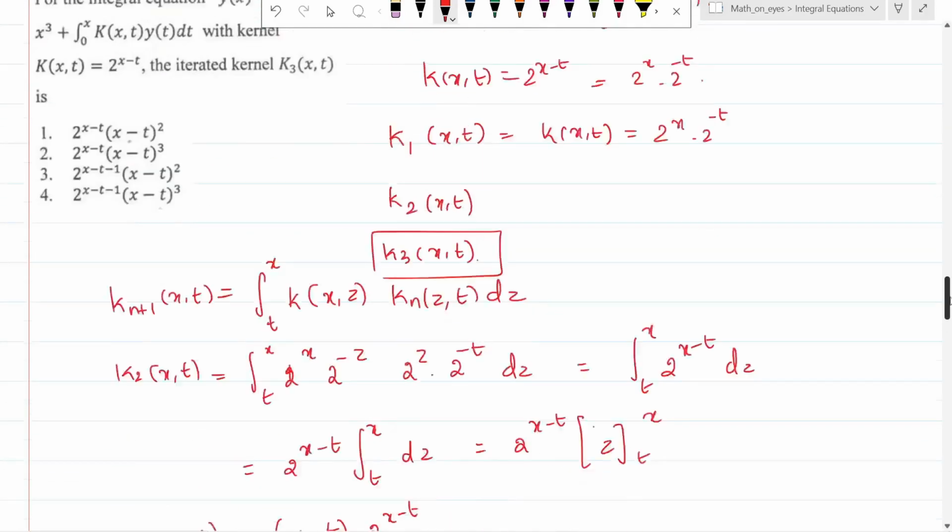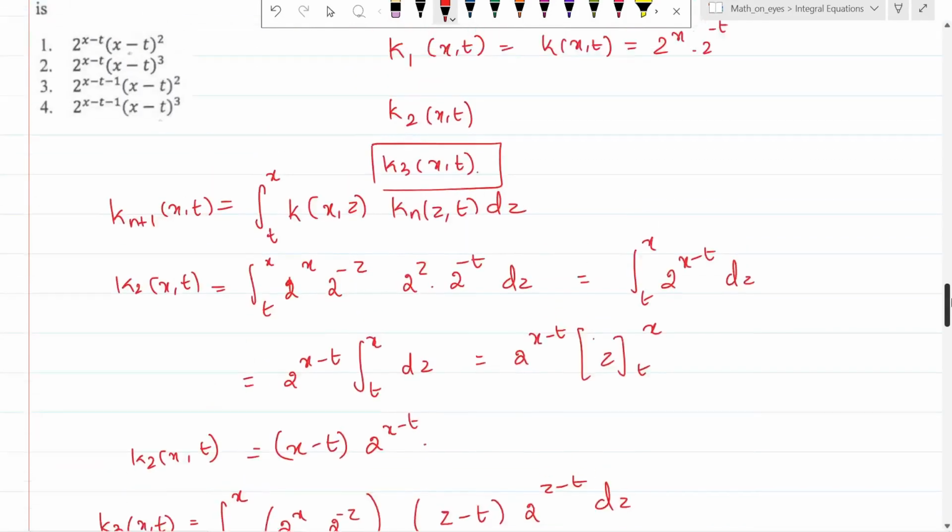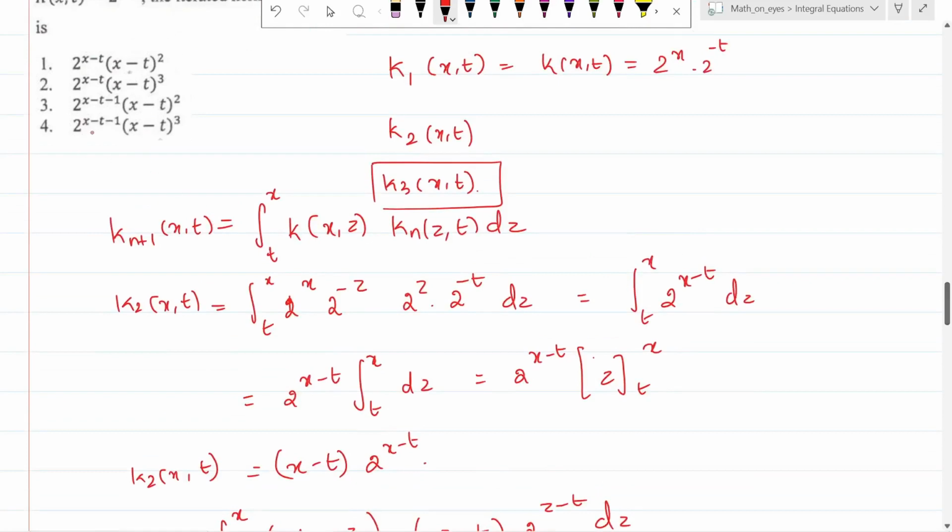We will look at the answers. Now this 2 has been moved to the numerator. 2 to the power x minus t minus 1 into x minus t the whole square. So the third option, 2 to the power x minus t minus 1 into x minus t the whole square, is the correct answer for the given question.